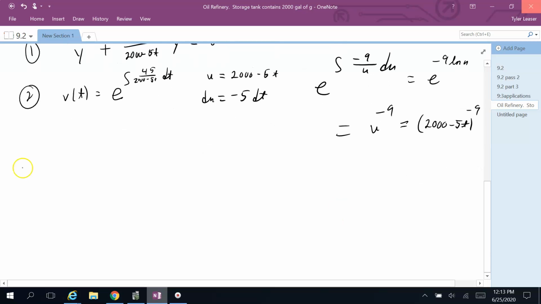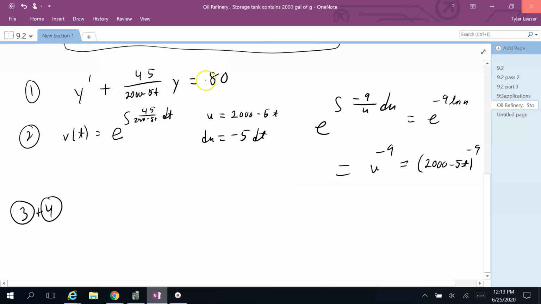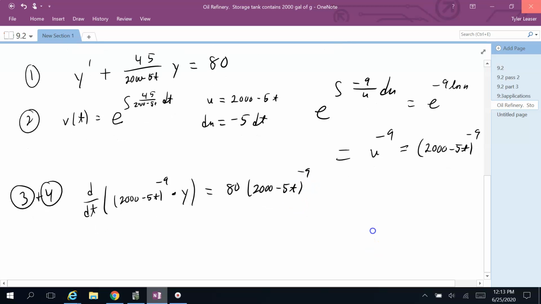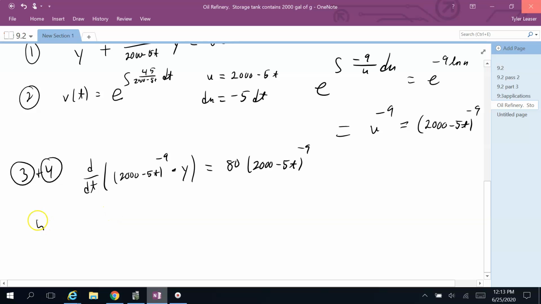All right, next step. Now that we have our integrating factor, we're going to multiply the integrating factor on both sides of my differential equation, and then the left-hand side always cancels out to be the integrating factor times y. The right-hand side is going to be that 80 that was already there times the integrating factor. Now we integrate both sides.